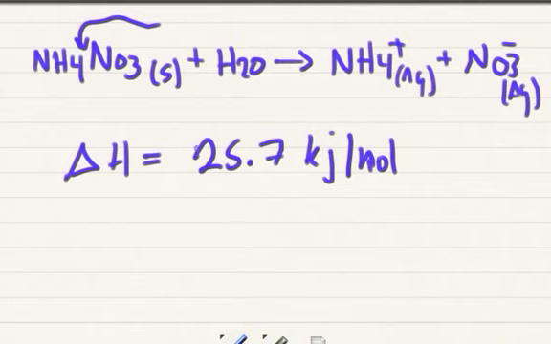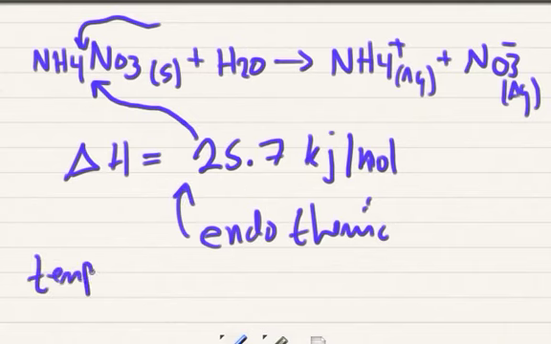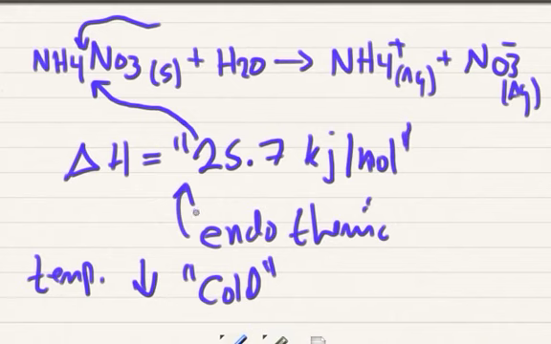So what does that tell me? This is positive, so this reaction is endothermic, and it is actually taking energy in. Energy is being taken from the environment, and that energy is going into breaking those bonds. So the temperature of that ice pack is going to decrease as energy is pulled out of the environment to break this ammonium nitrate down, and that's how the ice pack gets cold.